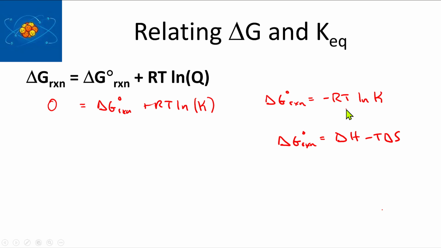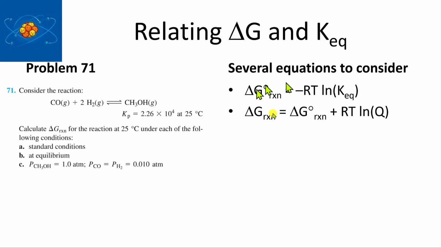Okay, so I've rewritten the equations over here, and we're going to use these equations to calculate a couple of different things. One, we're going to calculate the standard free energy of the reaction using an equilibrium constant. And then we're going to calculate the non-standard free energy under these conditions, where I have 1 atmosphere of methanol and 0.01 atmospheres of both carbon monoxide and hydrogen. Okay, so the first thing is to calculate under standard conditions.